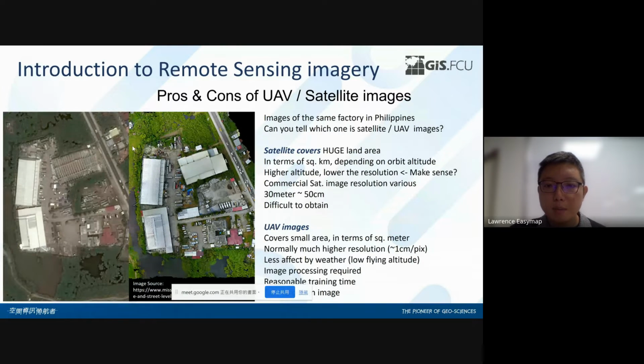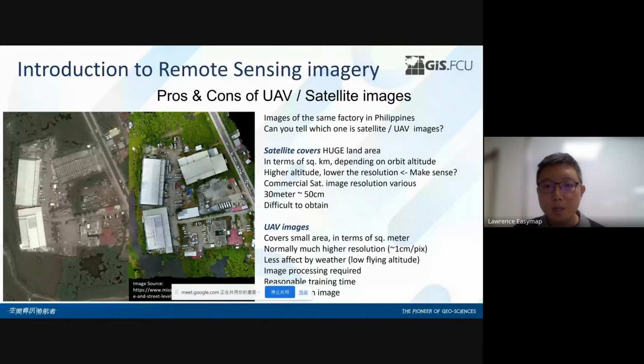For the UAV image, it also depends on how high you fly the UAV, but relatively, every image covers a smaller area, maybe in terms of square meters. But because the UAV flies at a much lower altitude, the resolution and the details of the image are better. It can be up to 1 centimeter per pixel. This is a very high quality.